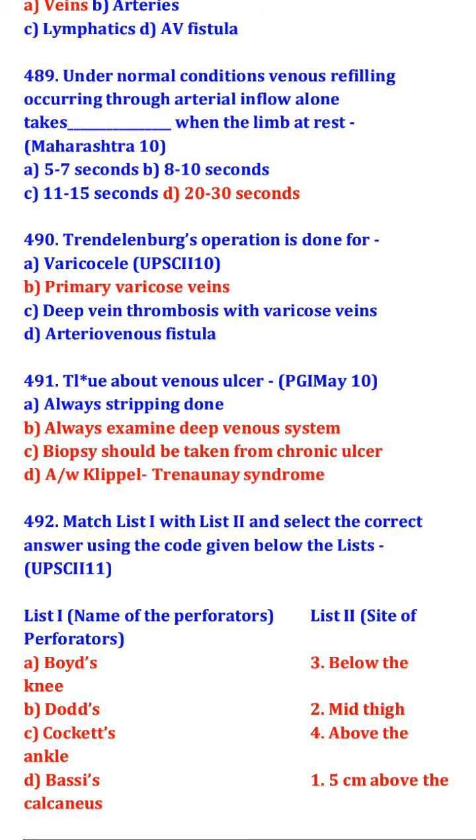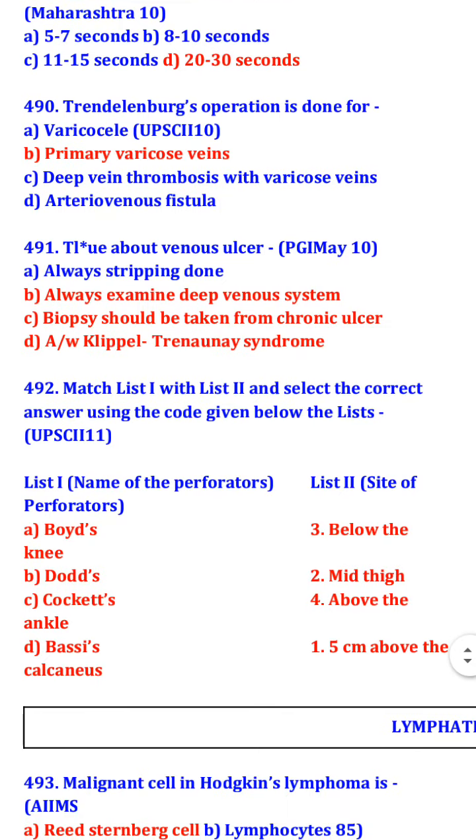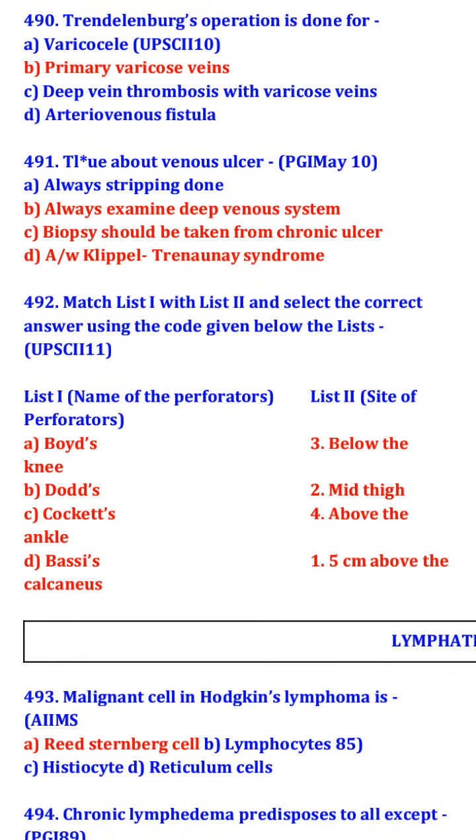Biopsy should be taken from chronic ulcer associated with Klippel-Trenaunay syndrome. Match the list, name of the perforator and site of perforator. So Boyd's is below the knee, Dodd's in the mid thigh, Cockett's above the ankle, and Bassi's 1.5 centimeter above the calcaneus.